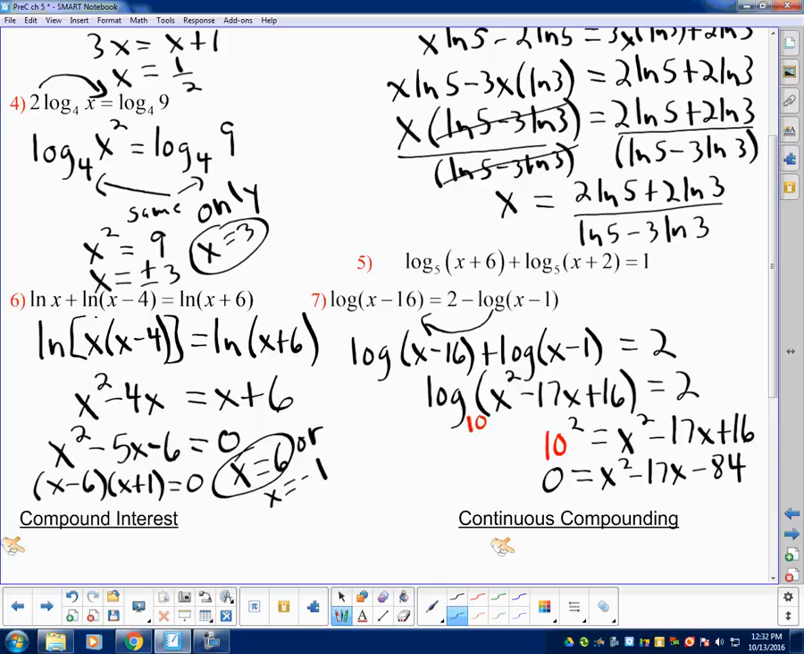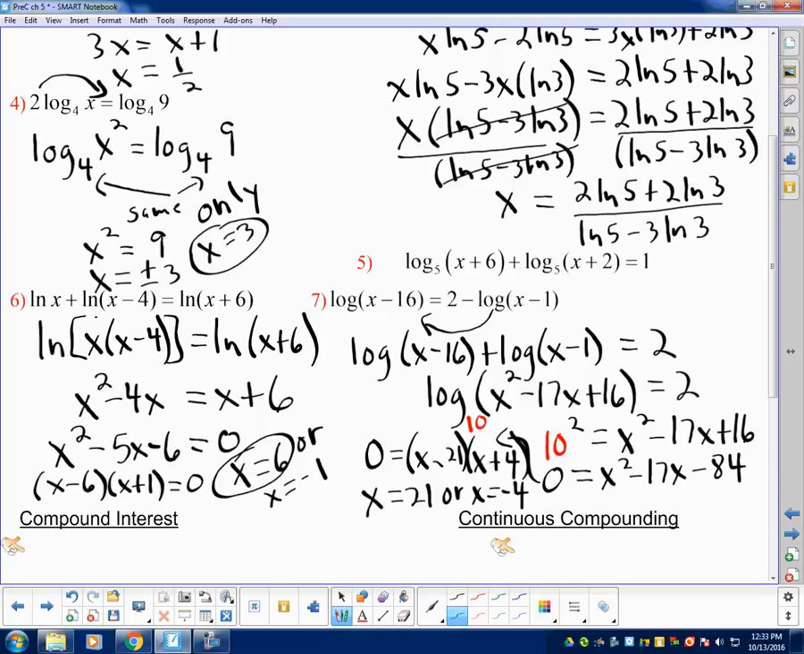So it's 0 equals, we'll do it right here, x and x. What are the factors then if it's factorable? Two numbers that multiply to negative 84 and add to negative 17. All right, negative 21, positive 4. Hey, that works. Thank goodness. So x equals 21 or x equals negative 4 are possible solutions.